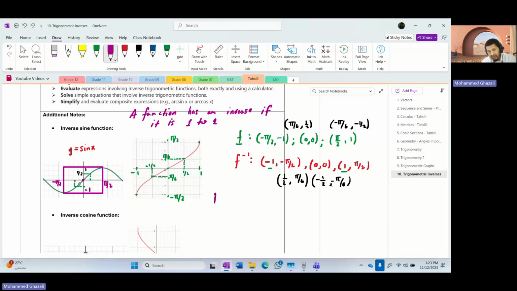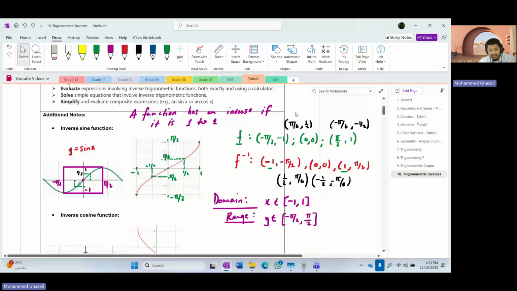What's important on the curvature of the graph is the domain, because the sine inverse function is a restricted function. It's a restricted domain. So x is an element from negative 1 to 1. And the range of this graph is basically from negative pi by 2 to pi by 2. So negative pi by 2 is the minimum value of the sine inverse function, and pi by 2 is the maximum value of the sine inverse function.